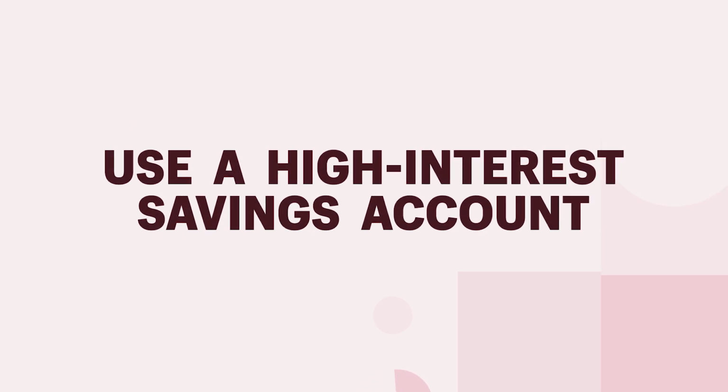Number 6, use a high interest savings account. To maximize your cash flow, put your money into a high interest business savings account. Find an account that gives you more than 1% for leaving your cash in it, ideally with a low minimum deposit. This can improve your cash position month by month.